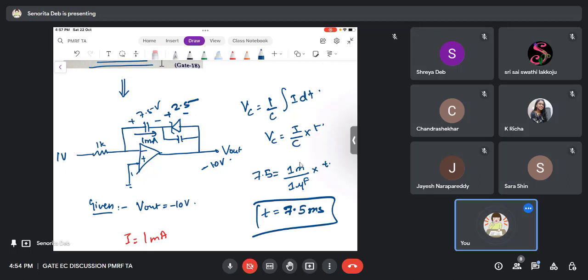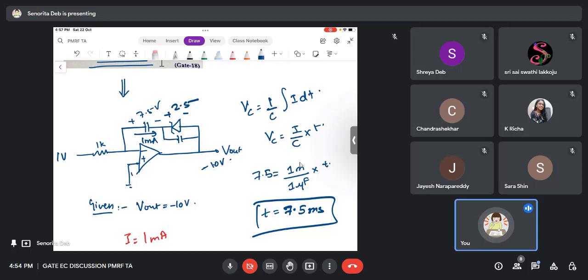Okay. So I hope this question is clear. We first found the current through this capacitor. Okay. And then they have asked time when V out will be minus 10 volts. We have taken minus 10 at V. So the time where V out is at minus 10 volts, the capacitor voltages are like this, right? So 2.5 is what is across Zener diode.